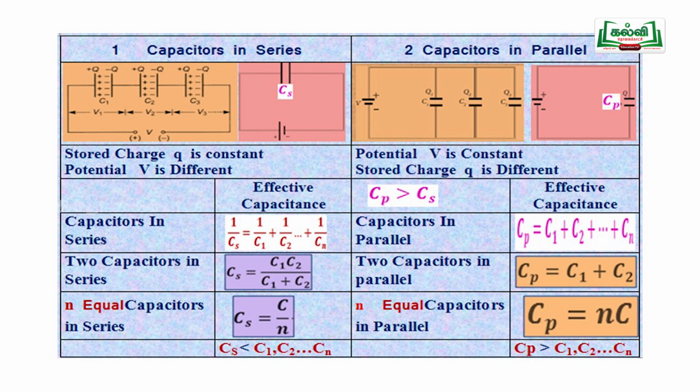If there are n equal capacitances in series, the effective capacitance Cs is equal to C by n. In case of two capacitors in parallel, Cp is equal to C1 plus C2, and in case of n equal capacitors, the formula is Cp is equal to n into C. Clearly you can see Cs is always less than the individual capacitance, Cp is always greater than the individual capacitance. So, these are the important concepts.